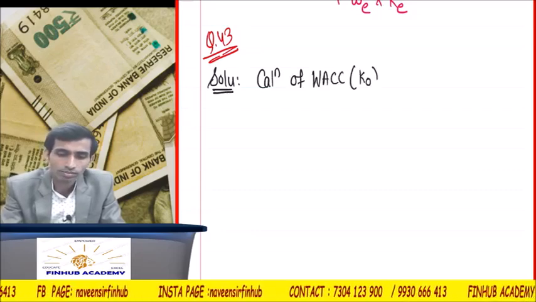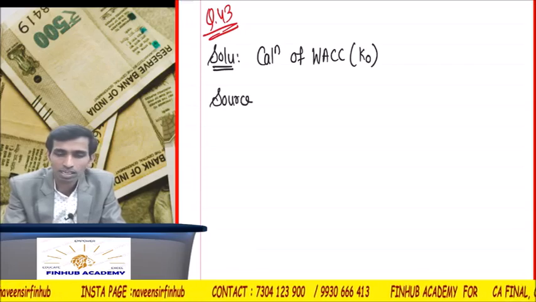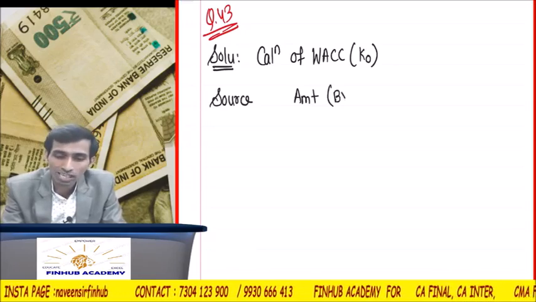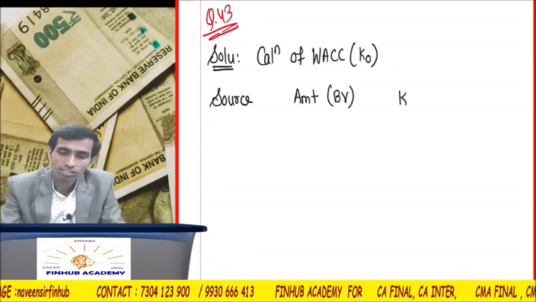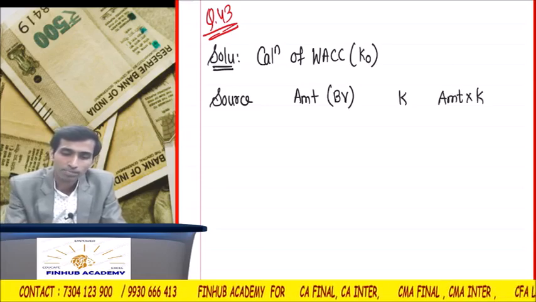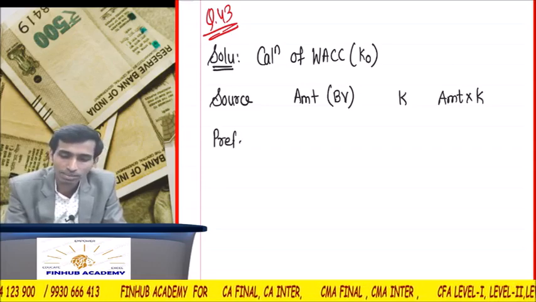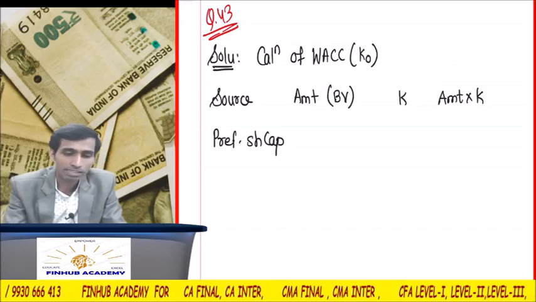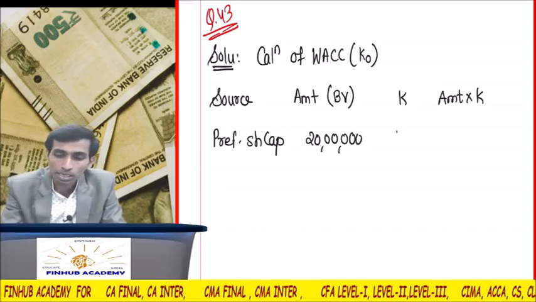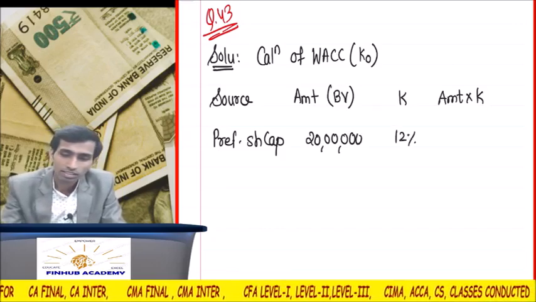That is Ko. Source. Okay, make a table. Amount. Now what we are using is book value, so I will write book value. Cost. And then amount multiplied by cost. First source is preference share capital. Please tell me the amount. 20 lakhs. Correct? Cost is 12%. Understood? It is given 12%.